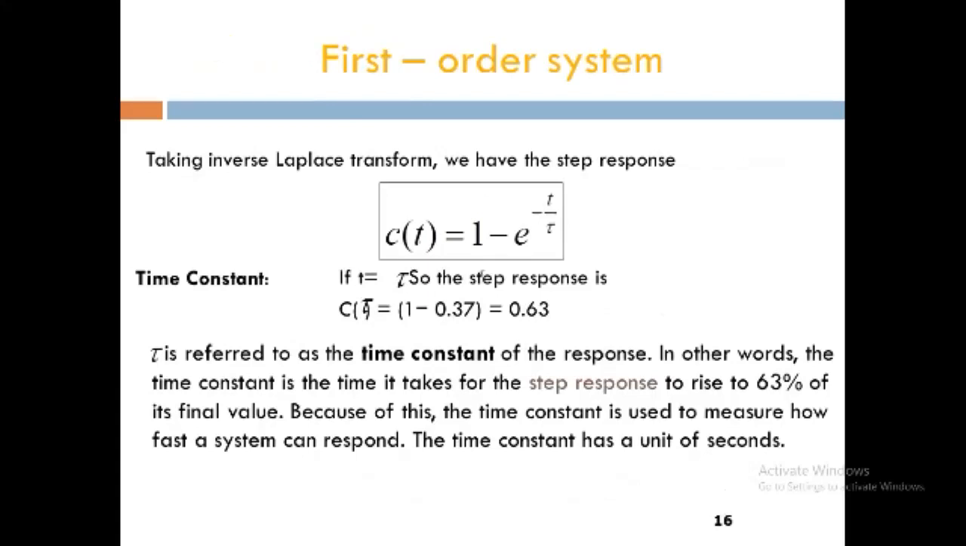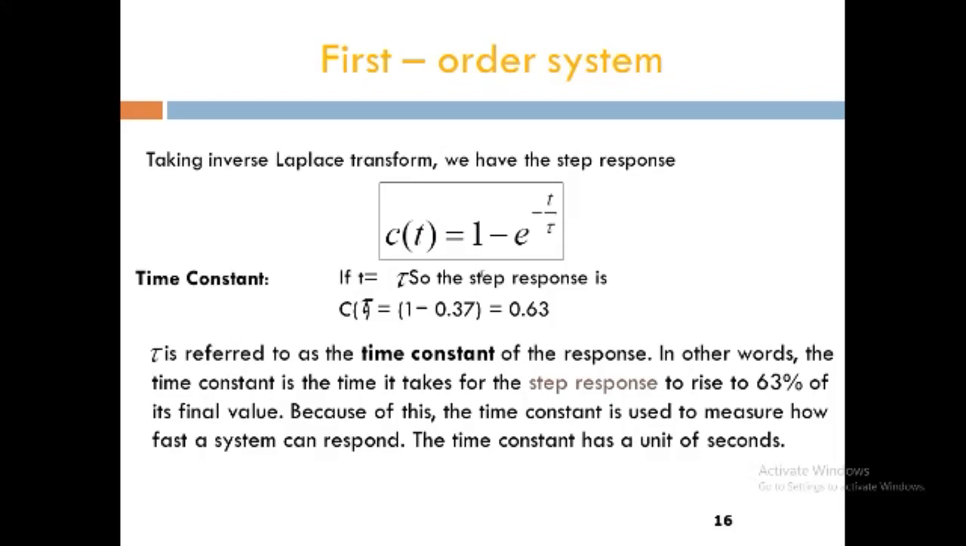Now we are going to calculate this time constant. If t is equal to tau, the step response is given as C of tau is equal to 1 minus 0.37, which is equal to 0.63. So 1 is the constant, it is unity, and the value of e to the power minus t upon tau is 0.37. So C of t will be obtained as 0.63. This tau is referred to as the time constant of the response, whatever the response is, transient response or time domain response.